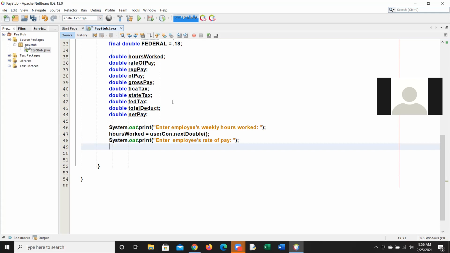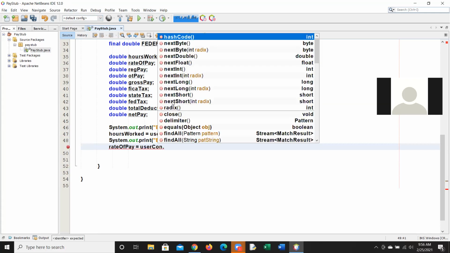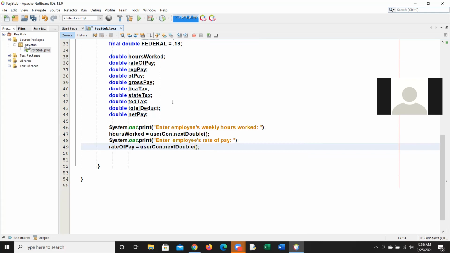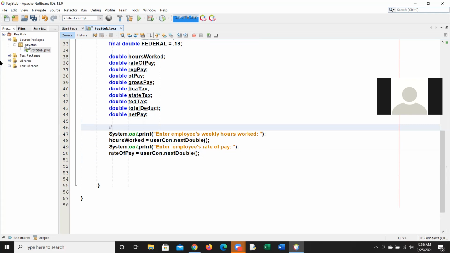Come down here, and then it'll be rate of pay. It's equal to user con again. And it's another double, next double. Okay, so there's my inputs. Okay, so these right here are in fact my inputs. Only 2 of them.